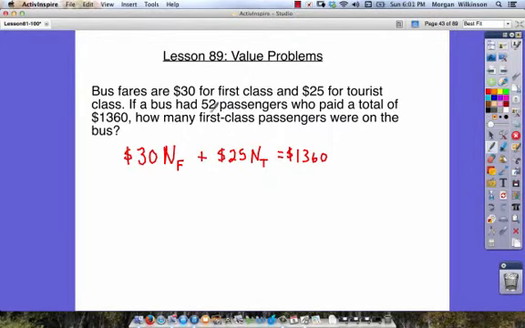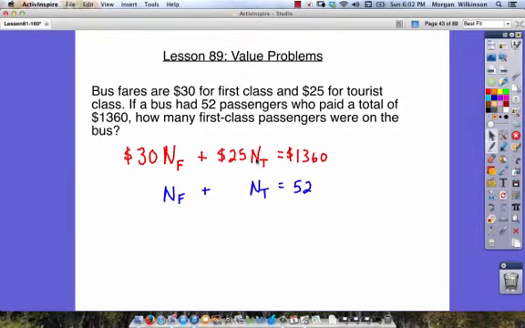Now our second equation is going to be all about how many passengers there were. And we know we had a total of 52 passengers. And they could only be first class and tourist class passengers. So the number of first class plus the number of tourist class will equal a grand total of 52. So when we take this, we can now go ahead and solve the equation. Let's solve this equation using elimination.